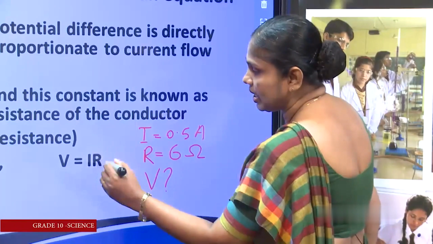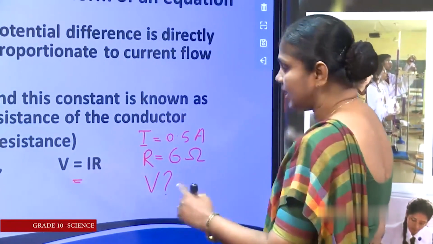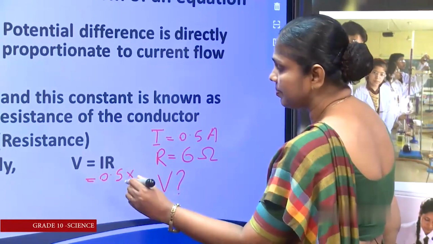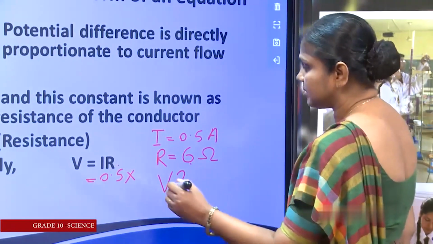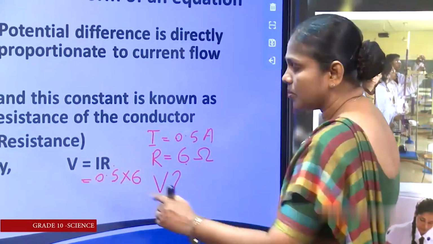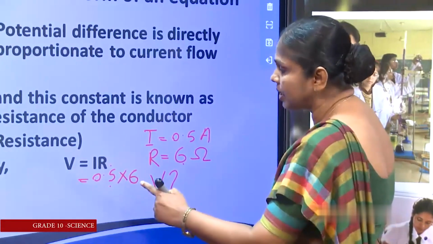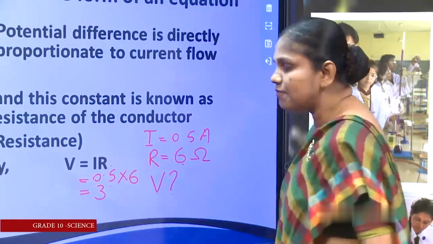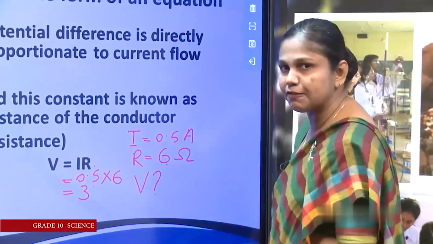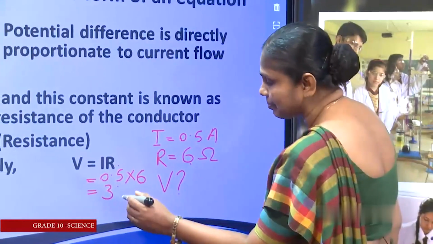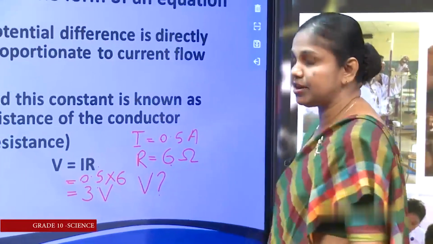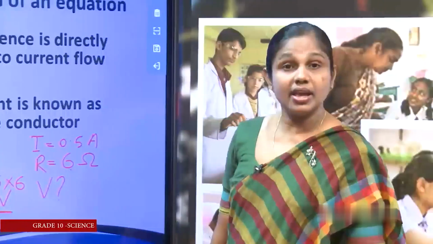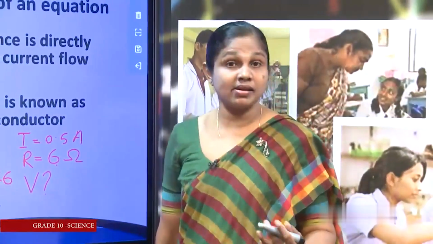Here V equals IR. I is 0.5 ampere. R, resistance, is 6 ohm. Then when you multiply these two, 0.5 into 6, you get the answer 3. What did we find here? The potential difference of this particular conductor. Then the unit of potential difference is volt. Then we can get potential difference when we know I and R.